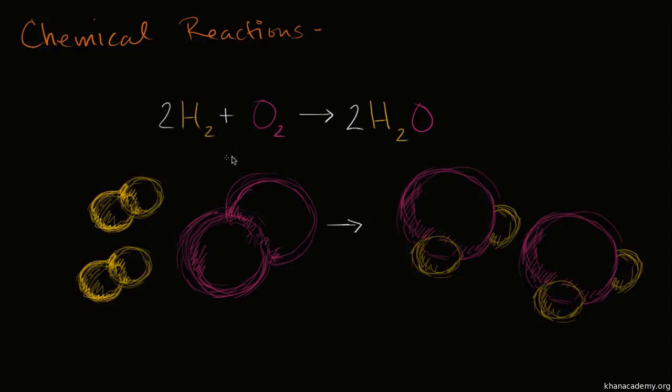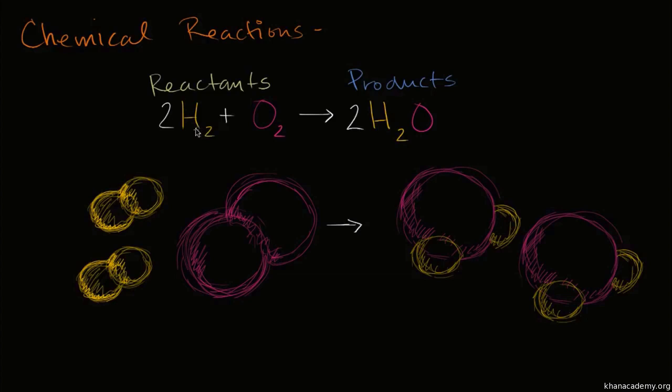So over here on the left-hand side, we have the reactants. Let me write that down. So here we have the reactants. These are the molecules that are going to react, and then we have an arrow that moves us to the product. So let me do that in a different color. So we have an arrow that moves us to the product, or we could say the products. And so what are the reactants here? Well, we have molecular hydrogen and we have molecular oxygen.